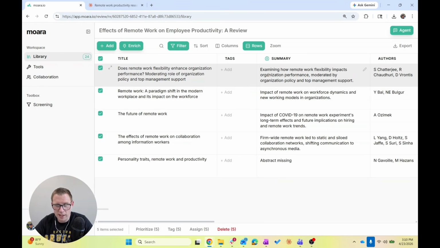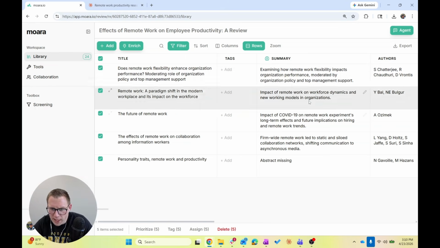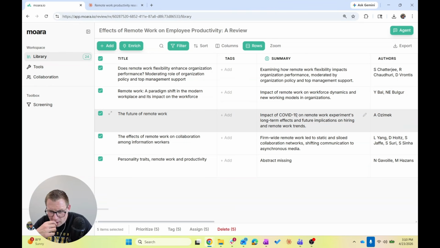now this is still productivity. That's probably part of this, but also has a little bit of an additional factor, right? Studying policies, management support. So a little bit more complicated. Workforce dynamics and new working models. Little complicated. Sounds management-esque. Could be helpful, but not in this. Work on remote work experiments, long-term effects and future implications on hiring and remote work trends.